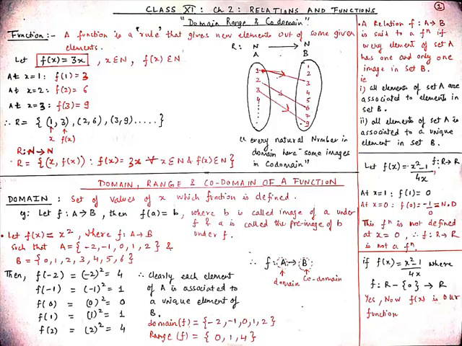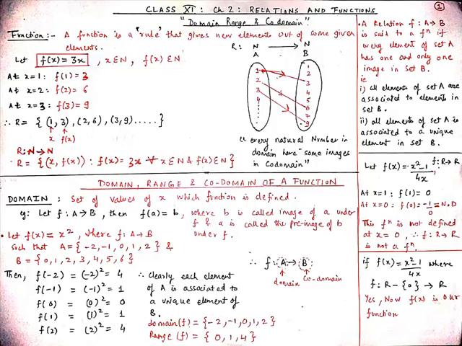Students, in the last video, we studied that a relation f from A to B is said to be a function if every element of set A has one and only one image in set B. That is, all elements of set A are associated to a unique element in set B. So, a function is a rule that gives new elements out of given elements.